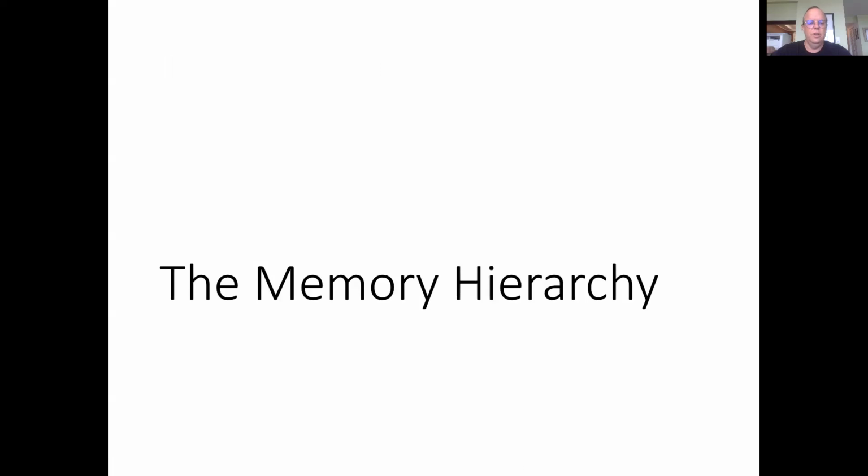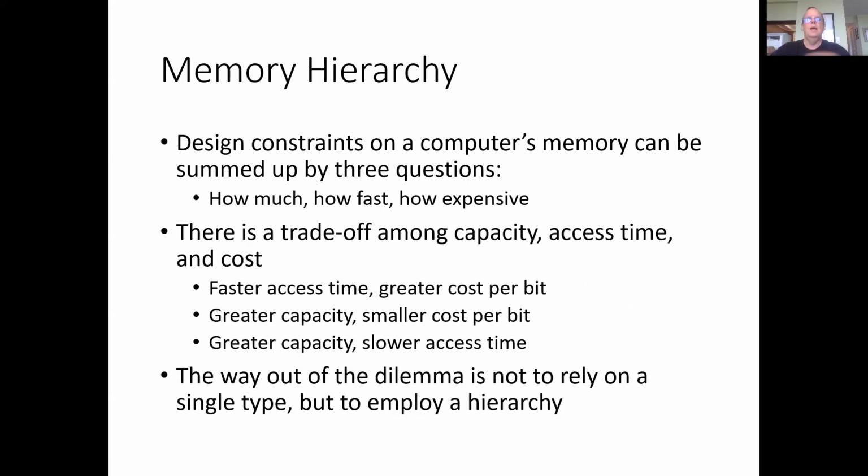And this all goes to the memory hierarchy. So again, we can think about memory as how much, how fast, and how expensive. And there are trade-offs. Faster access time is going to cost us more per bit, because that's closer to the register and closer to the processor. Greater capacity means a smaller cost per bit, but that's going to slow things down a little bit in terms of access time. So, for example, it doesn't cost very much to have an external hard drive, compared to cache memory. But it does slow things down a little bit.